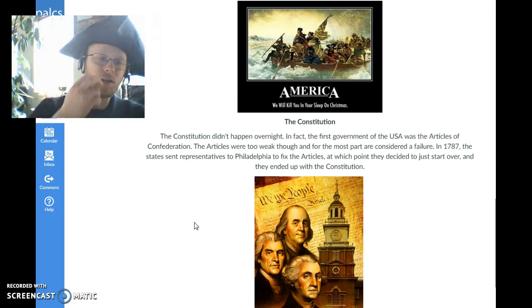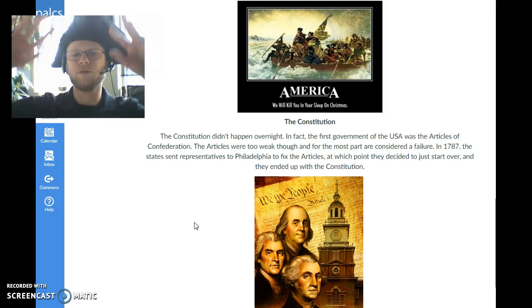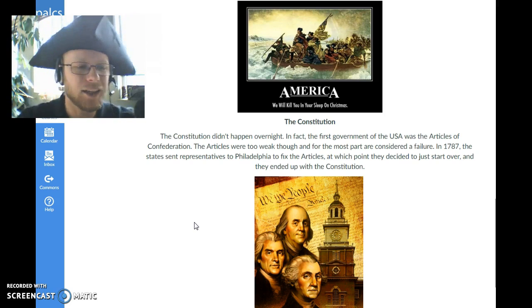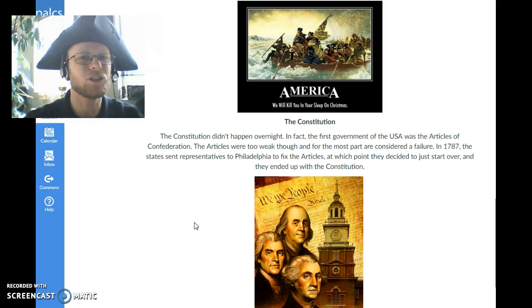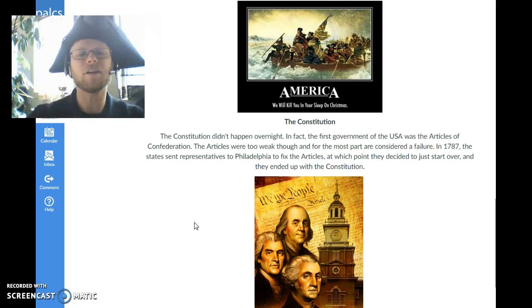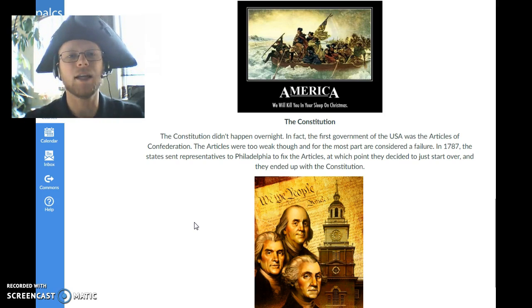Now that leads us to the Constitution. The Constitution actually didn't happen overnight. It wasn't like, oh, we're free of Britain, here's our rules and laws and our government. In fact, the first government of the USA was called the Articles of Confederation. The Articles were too weak, though, and for the most part were considered a failure. They didn't centralize enough power to the federal government, and they couldn't handle problems.